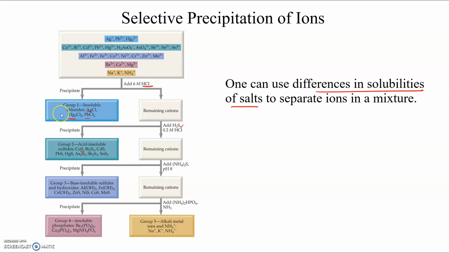In this lab we are going to selectively precipitate the silver, mercury and lead, and then we are going to separate the mercury 1, silver and lead from each other. So we are going to get them separately.